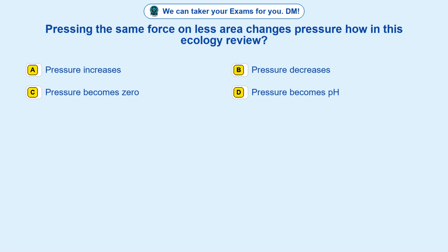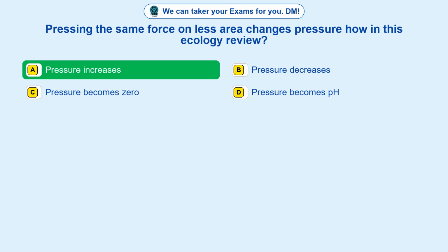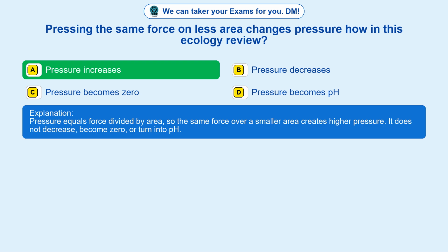Question 79. Pressing the same force on less area changes pressure how in this ecology review? Option A, pressure increases. Option B, pressure decreases. Option C, pressure becomes zero. Option D, pressure becomes pH. The correct answer is option A. Pressure increases. Pressure equals force divided by area, so the same force over a smaller area creates higher pressure. It does not decrease, become zero, or turn into pH.